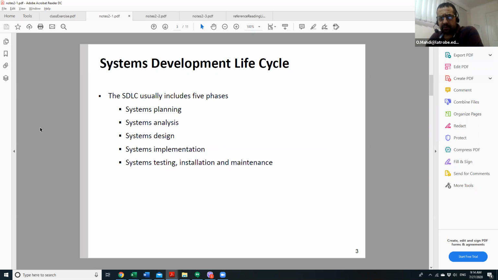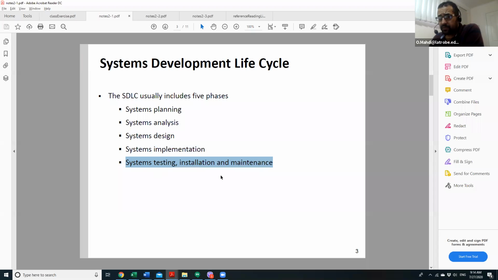So when we say the life cycle of an information system, that means there are phases. The big question is, what are the actual phases for developing an information system? We have five main phases, starting with planning, system analysis, system design, system implementation, and the last one, system testing, installation, and maintenance.